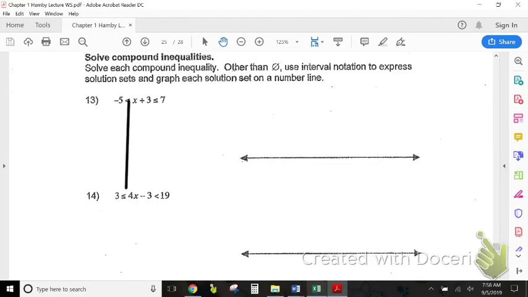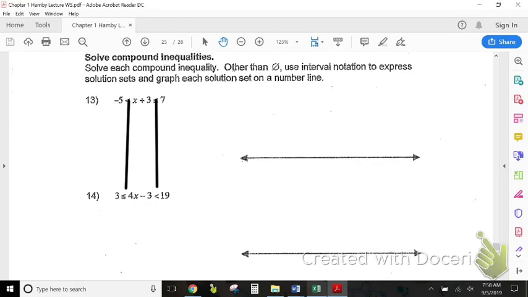The only difference between it and what we've been doing is we have two inequality symbols. But remember, when we work an equation or an inequality, what we do to one side, we have to do to the other. But here I have technically three sides total. I have the left side, the middle, and the right side. So what I do to one, I'm going to do to all. Alright? And our goal is to get x in the middle by itself.